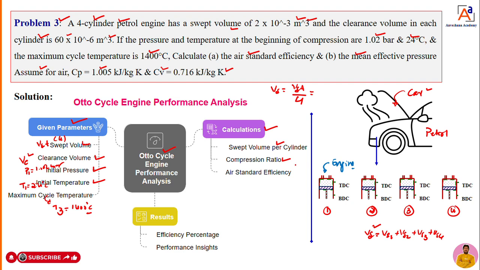Next, you need to calculate the compression ratio now. Compression ratio, that we know, r equals V1 by V2. Okay, next he's asking to calculate the air standard efficiency. We derived the equation for air standard efficiency for the Otto cycle. He is asking to calculate the air standard efficiency. These are the calculations we need to do. Based upon these calculations, we can tell the efficiency of the engine, and the performance of the engine.